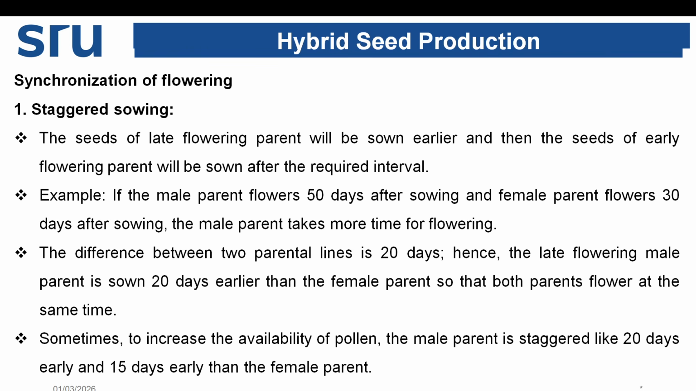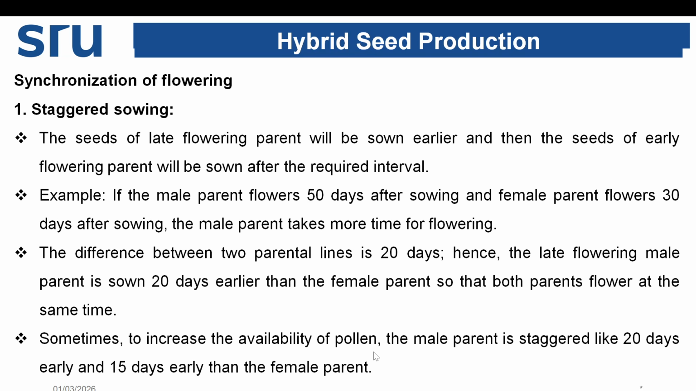First, staggered sowing. The seeds of late flowering parent will be sown earlier than the seeds of early flowering parent by keeping the required interval. For example, if the male parent flowers 50 days after sowing and the female parent flowers 30 days after sowing, male parents will take more time. So the difference between the two parental lines is 20 days. Hence, the late flowering male parent is sown 20 days before the female parent, so that both parents will flower at the same time.